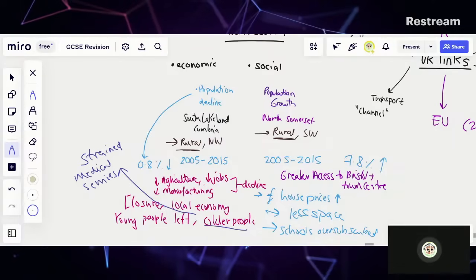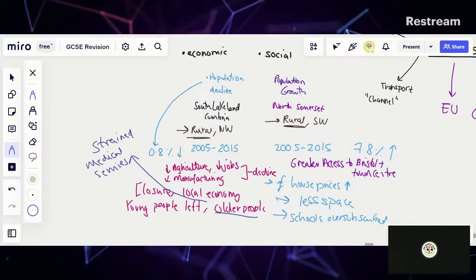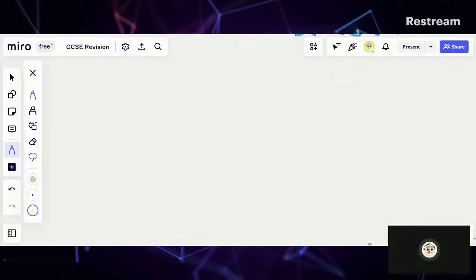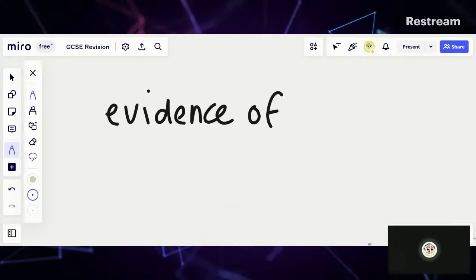And now moving on to evidence of the north-south divide. So depending on where you live in the UK, you may actually experience the effects of this. So here is some evidence of the north-south divide.